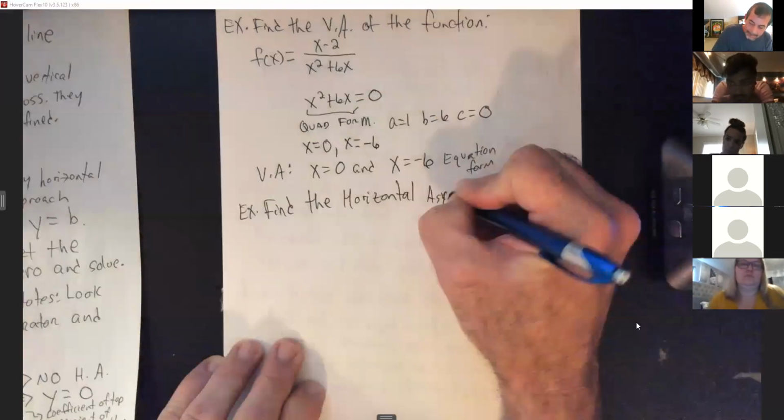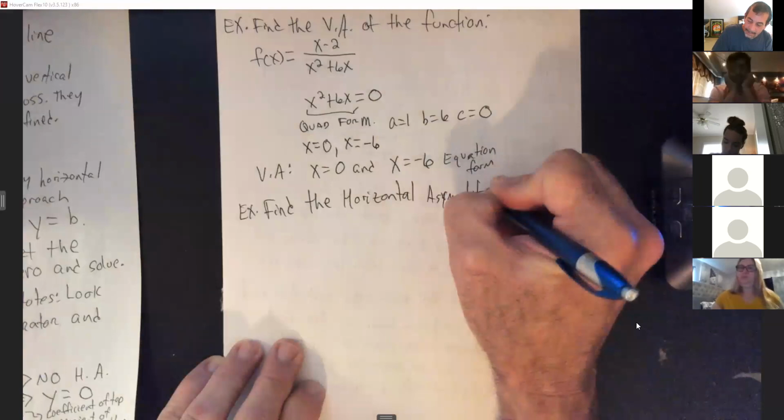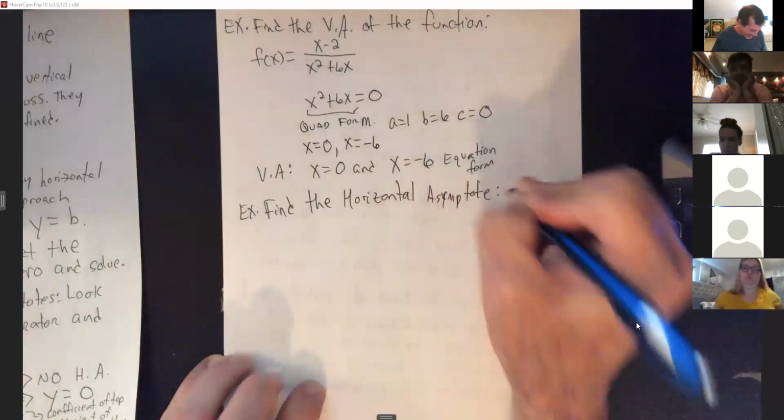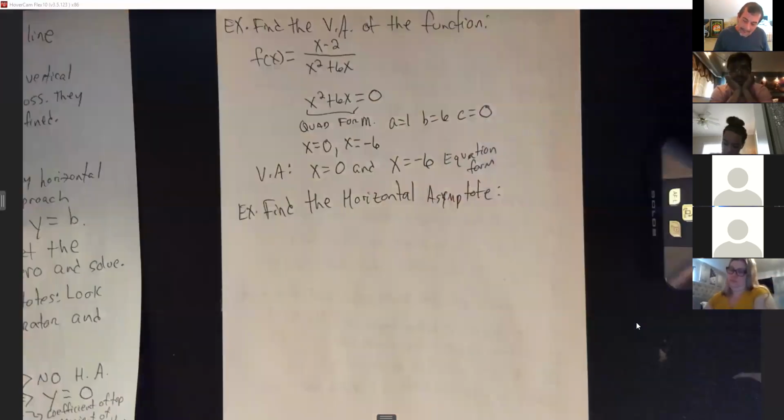Oh, asymptote. Well, I always misspell that. I want to put 2 S's instead of 1. So I'm going to do a couple of these ones real quick.